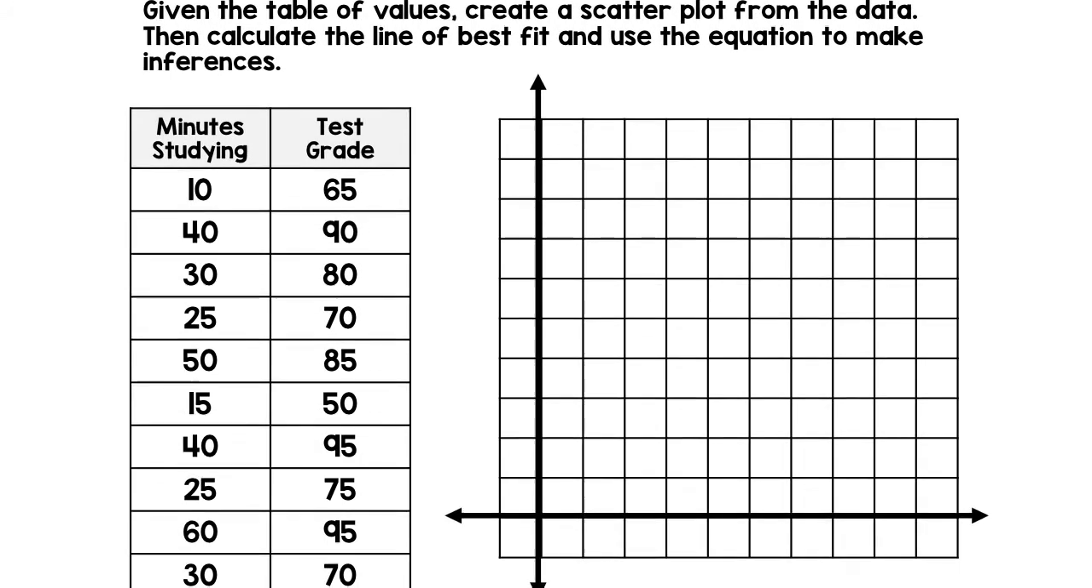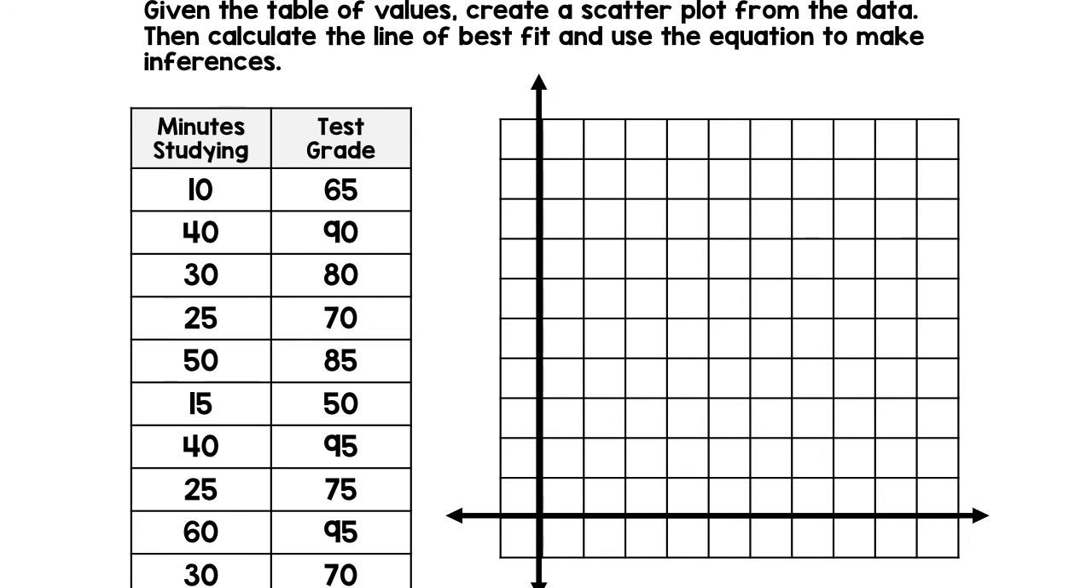plots. All right, given the table of values, create a scatter plot from the data, then calculate the line of best fit and use the equation to make inferences. So we need to make that happen. So our X value is going to be minutes studying. If you have time as an option for a variable, it is going to always be your X value. And we have minutes here, so that's going to be X. And our test grade will be Y.